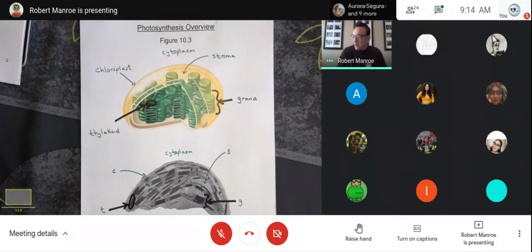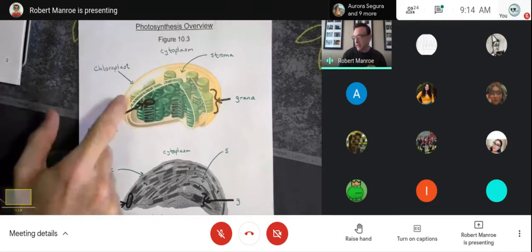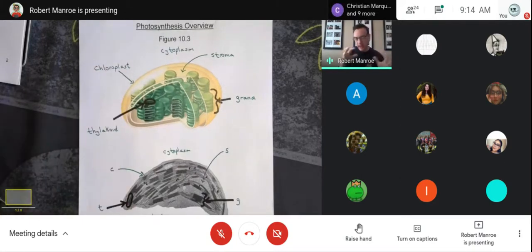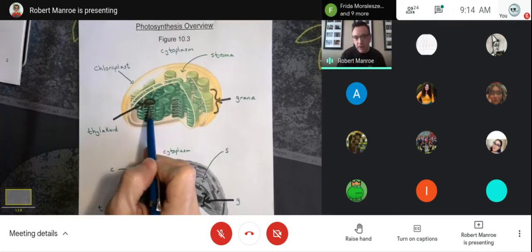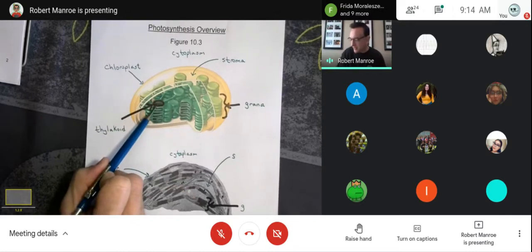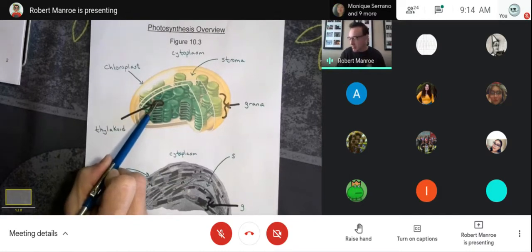All right. So, chloroplast. This is an organelle inside of the cytoplasm of plant cells. And this is where photosynthesis happens. Where photosynthesis actually happens is inside of the chloroplast, and it's actually on this membrane here. The photosystems are embedded in that membrane right there.